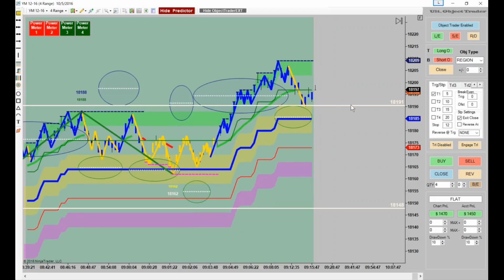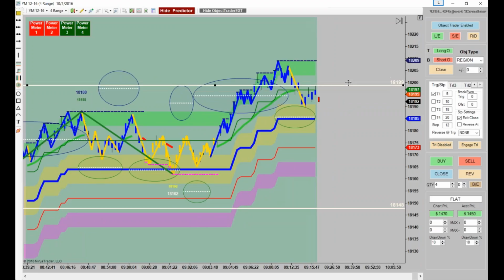It may go on up. We're going to find out in just a minute. If it does, it does. The only way I'd do this trade right now would be to box it in. If it takes out that line right there, we'll buy it long.